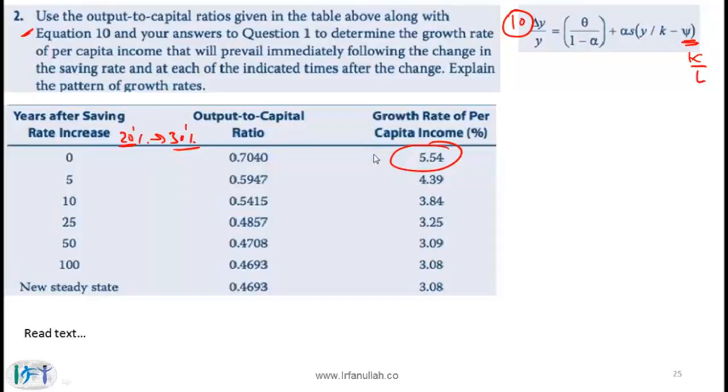But let's see what happens over time. Over time, the output to capital ratio decreases. As the output to capital ratio decreases, the growth rate of per capita income also decreases, and eventually we are back to the steady state growth rate of 3.08%, which is the number that we saw in the earlier question. So again, here I would strongly encourage you to read the text.